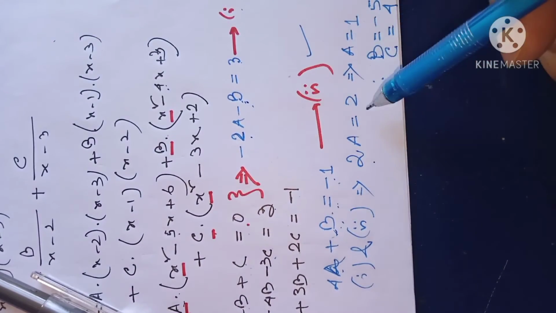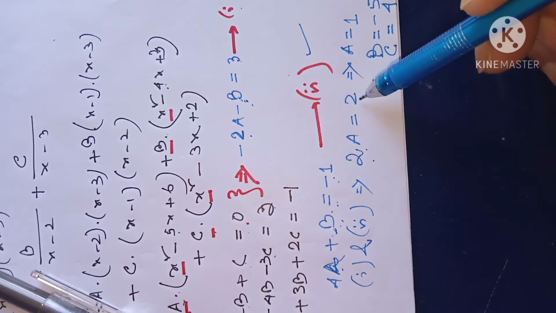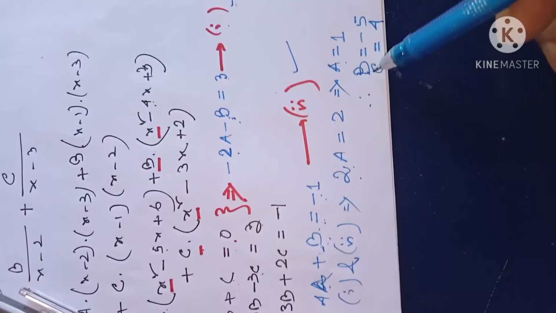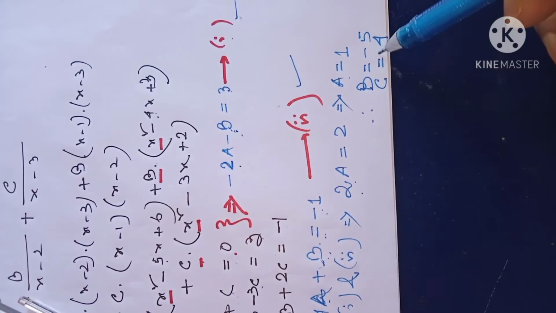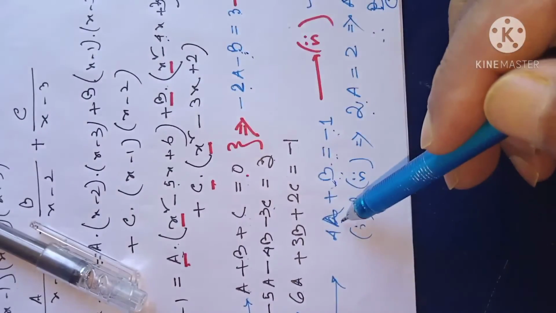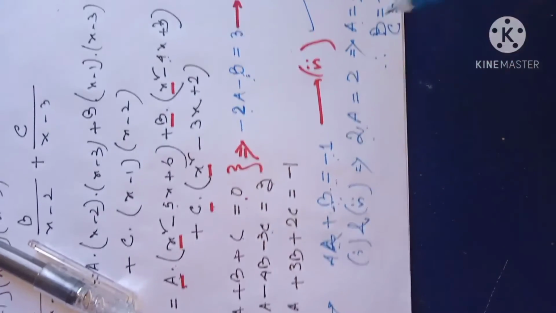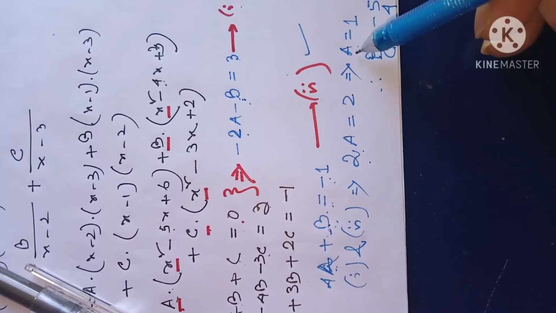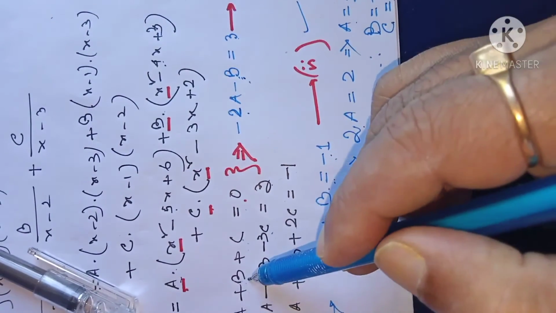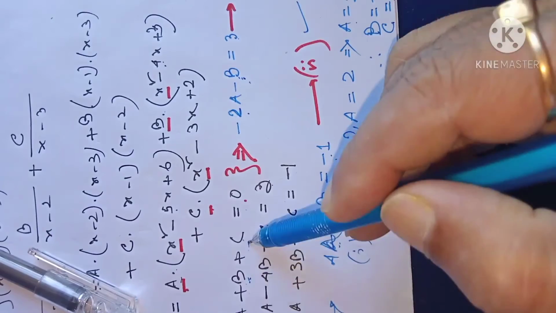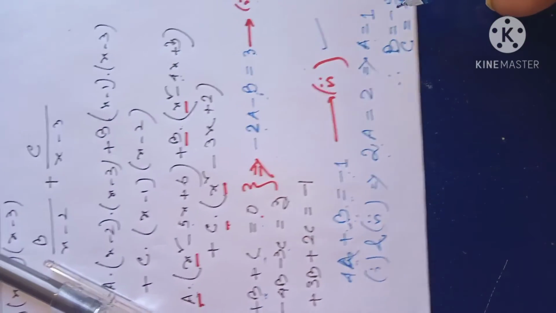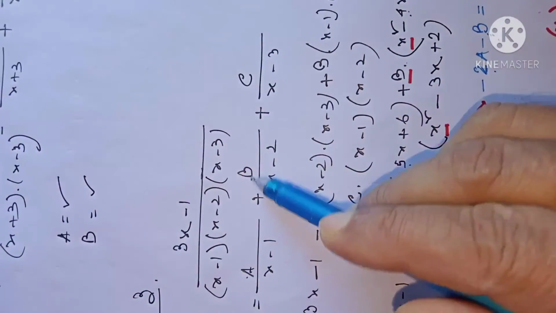So from here a is equal to 1. Then b is equal to, if a is equal to 1, then if you put here 1, then b is equal to what? You will get minus 5. And if b is minus 5, a is 1, then after putting a and b here, you will get c is equal to plus 4. So these are the values of a, b and c.